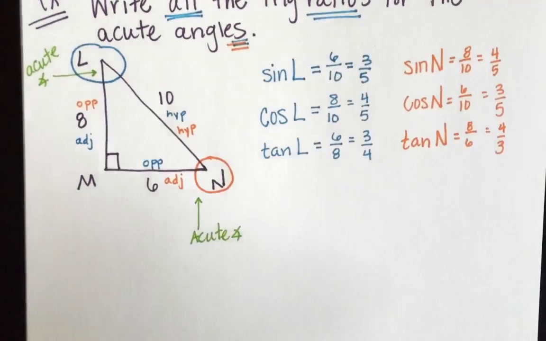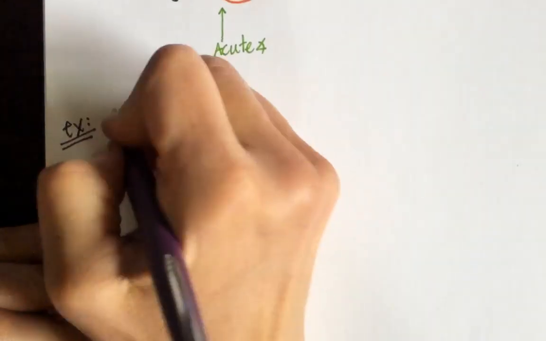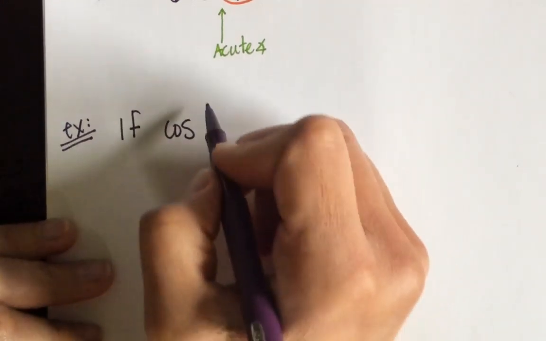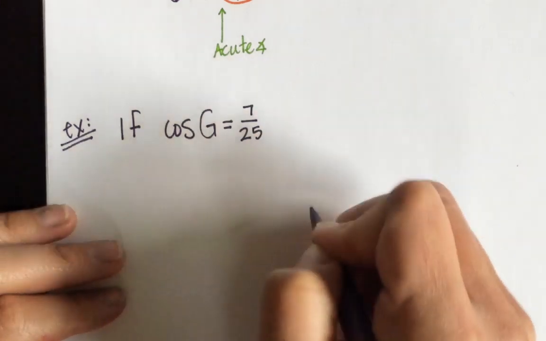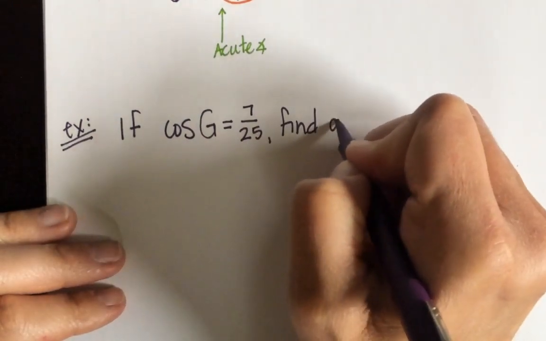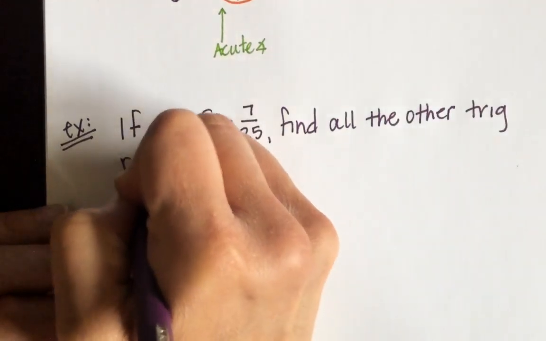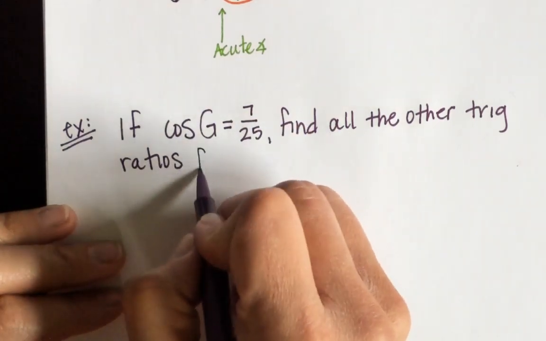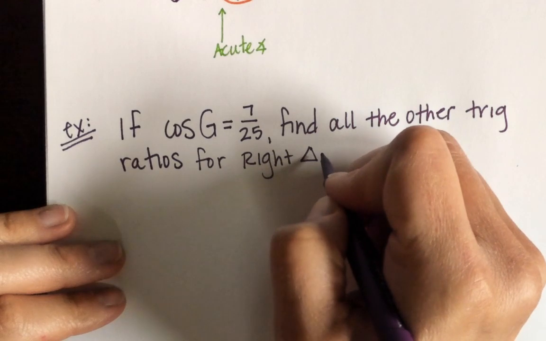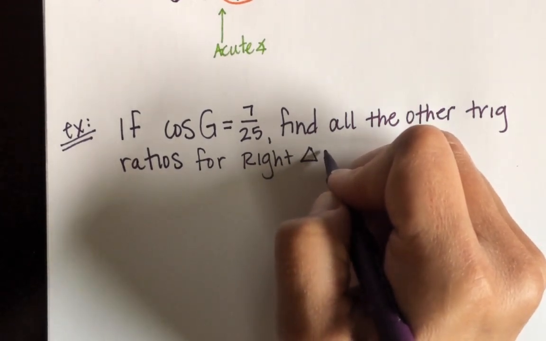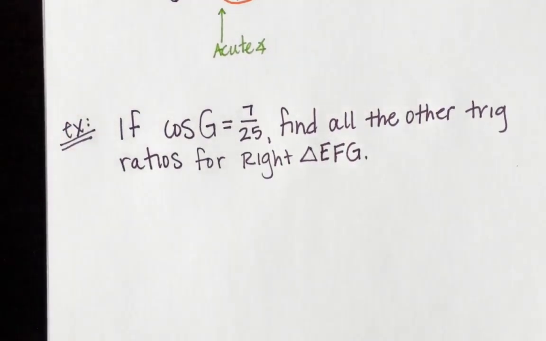All right, so the next question, using this information, if cosine of angle G is 7/25, find all the other trig ratios for right triangle EFG. So we're going to write this triangle, and that's what the question would be.